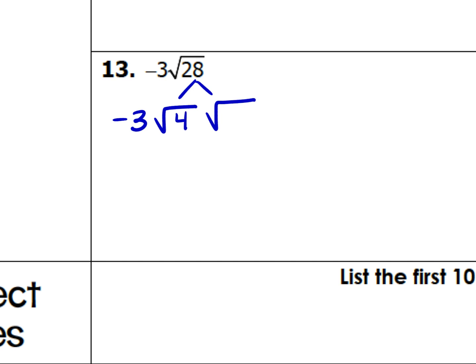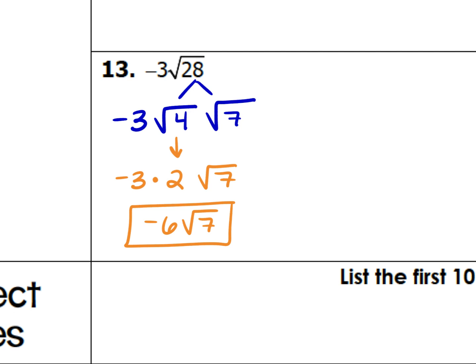4 times what gets you 28? A 7. Okay, so now you're here. What's your next step? Simplify what? The square root of 4. What is the square root of 4? 2. So if we call that 2, this is still the square root of 7. This is still a -3. What do you do with that -3 and 2? Multiply them. So you get -6 times the square root of 7.